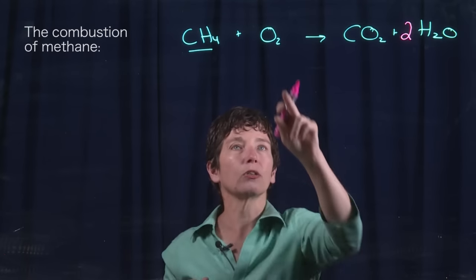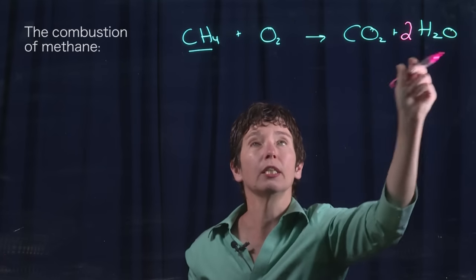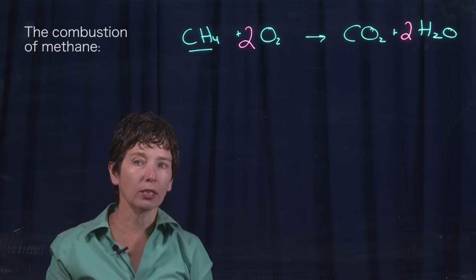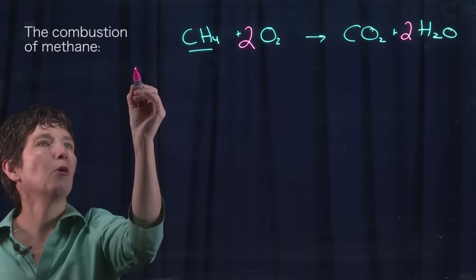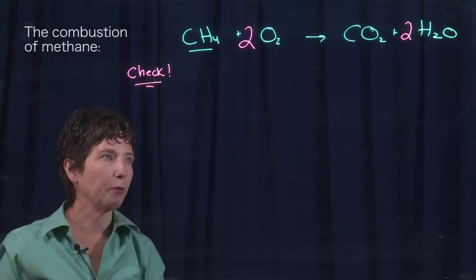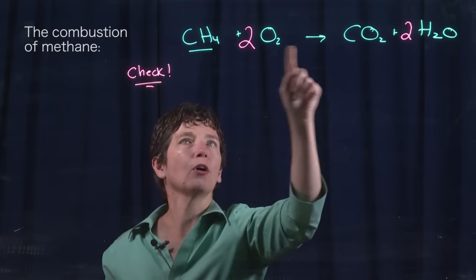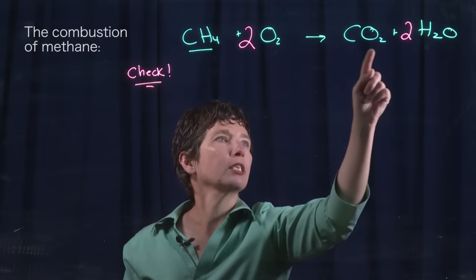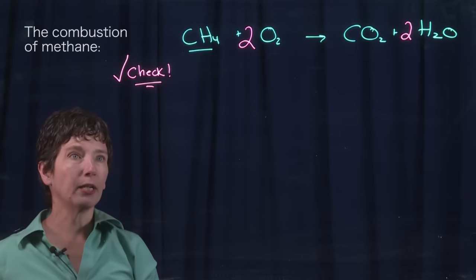Let's look at oxygen. So I have 2 oxygens here. I have 4 oxygens on this side. So if I simply multiply the number of molecular oxygens by 2, I should be balanced. But I'm always going to take a moment and check my balancing, because it's easy to make a mistake. So again, 1 carbon, 1 carbon, 4 hydrogens, 4 hydrogens, 4 oxygens, 2 plus 2, 4 oxygens. Yep, I have a balanced equation.